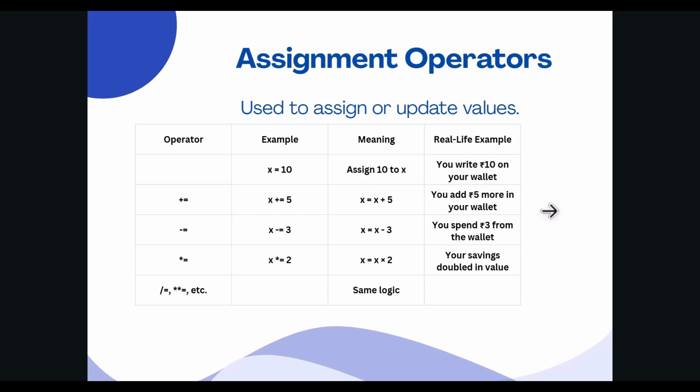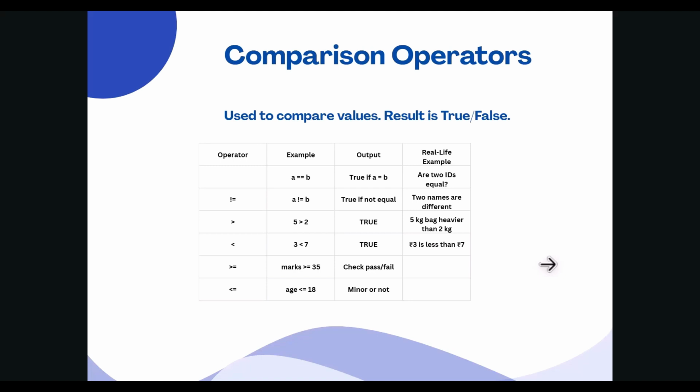Next one is the comparison operator. It is used to compare two values, and it gives the value in the form of true or false, that is, Boolean values. So in the table, the symbols given are: equal, not equal, greater than, less than, greater than or equal to, less than or equal to. These symbols are used for comparison operators. It helps in decision making statements.